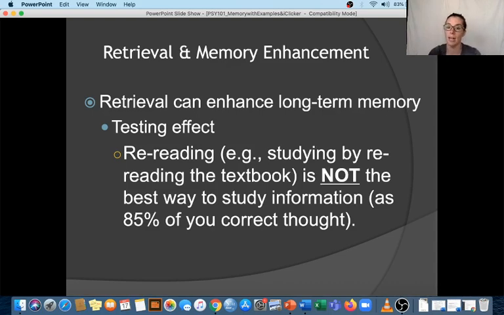Rereading is not the best way to study. In fact, it's about the worst way to study. You want to read your text once and read it well, thoroughly, giving it 100% of your attention, and then you really don't want to read it again. There are only minimal gains in terms of how well you'll do on a test if you just reread the textbook.